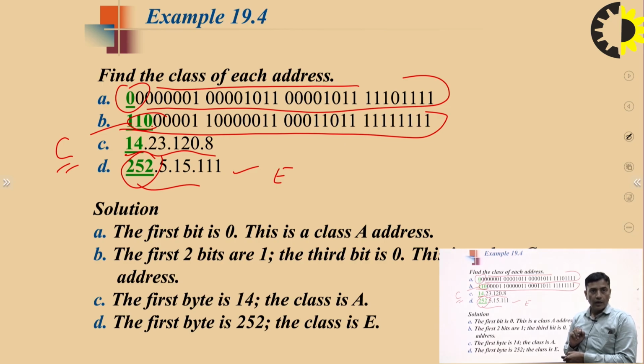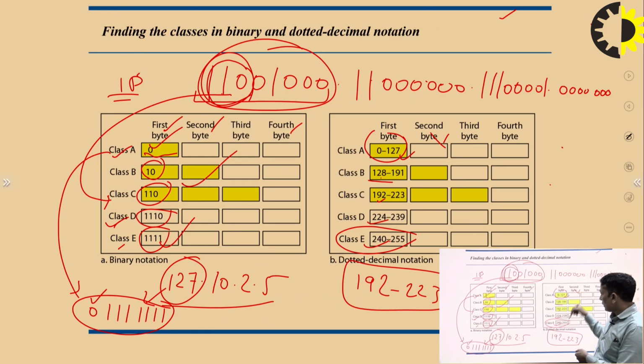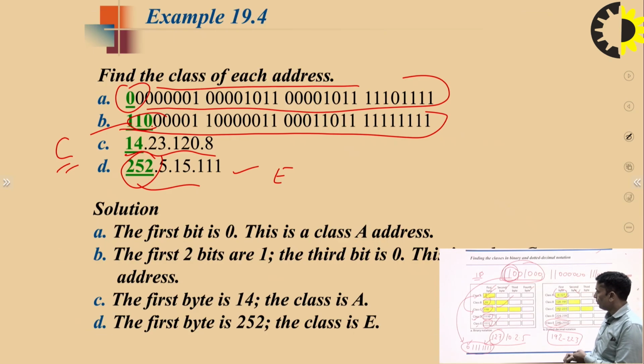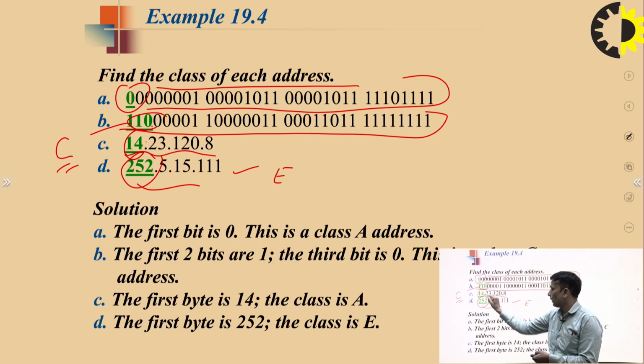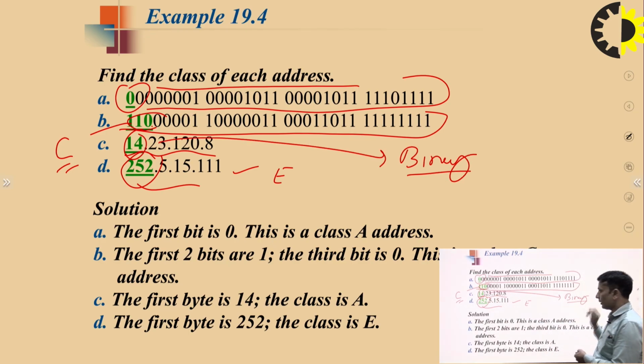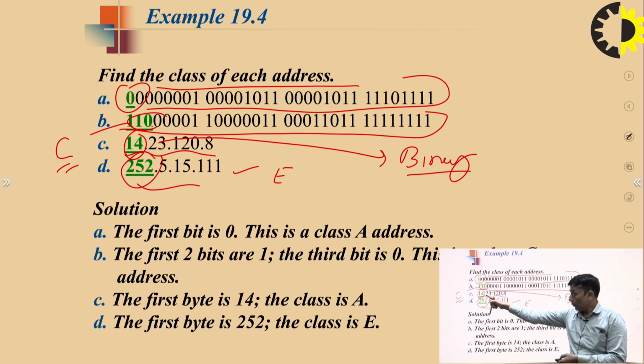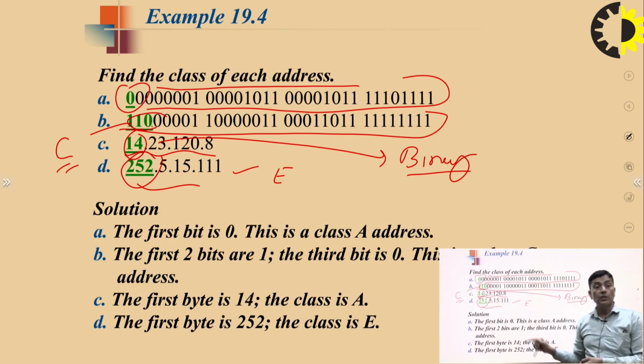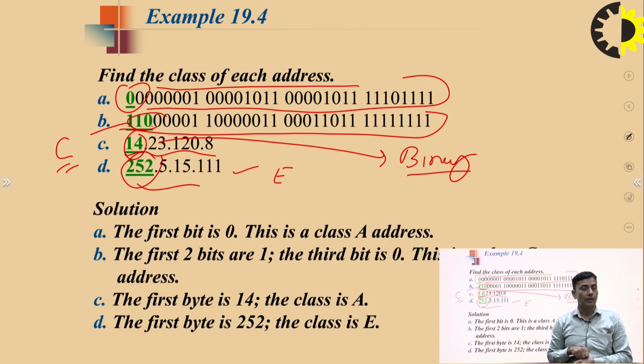Okay. And if you have no idea about this decimal identification, no problem. What you have to do is convert the first byte into binary. What is the binary equivalent of 14? Into 8 bits. This is very important. When you convert the first byte, you have to represent it using 8 bits. How many bits? 8 bits.